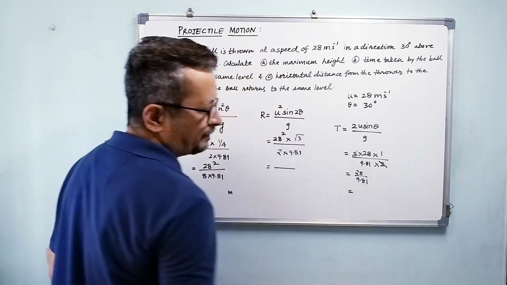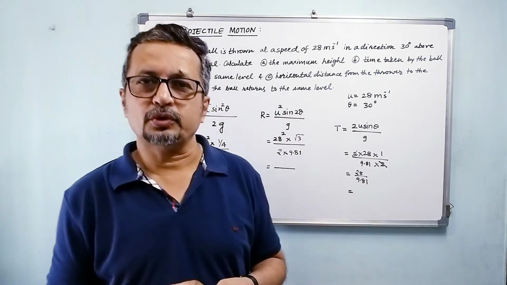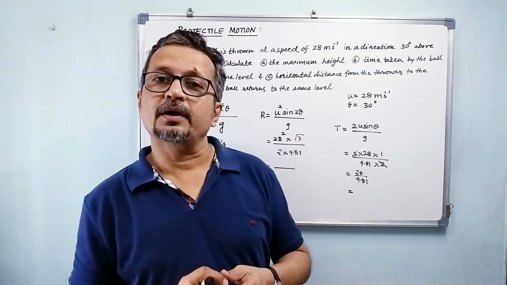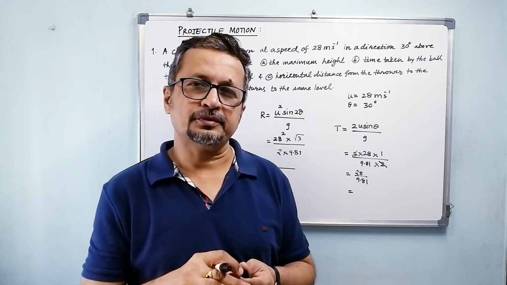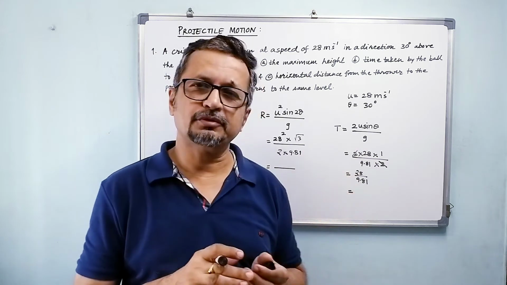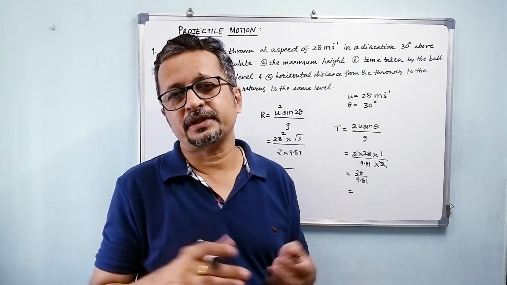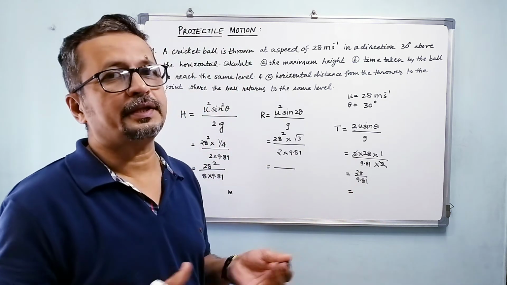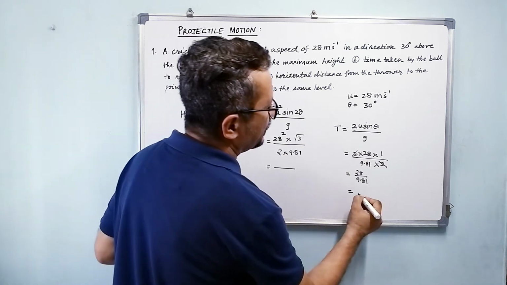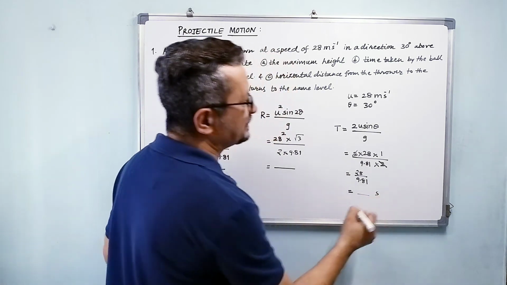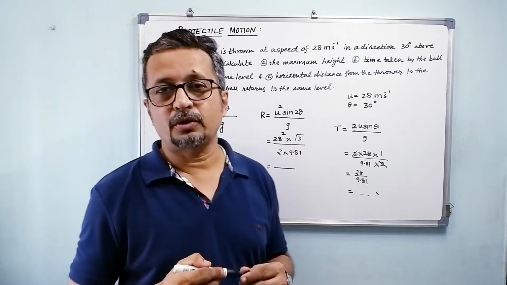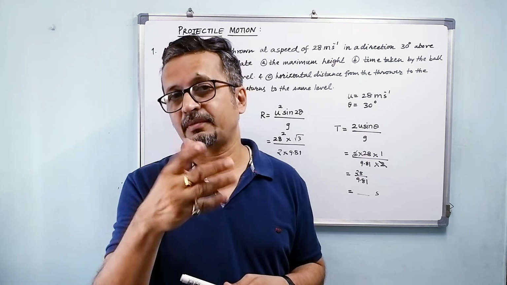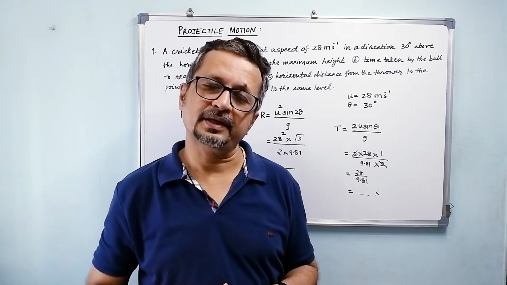That would be approximately a little more than 2.8 here, because 9.81, if you round it off to 10, then 28 upon 10 would be 2.8, but since 9.81 is less than 10, it will be more than 2.8. So whatever answer that you get, that many seconds would be the time taken by the ball to reach the point where it started from, on the same level, correct?